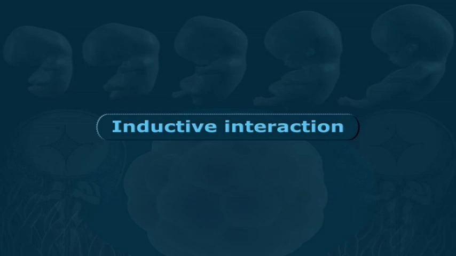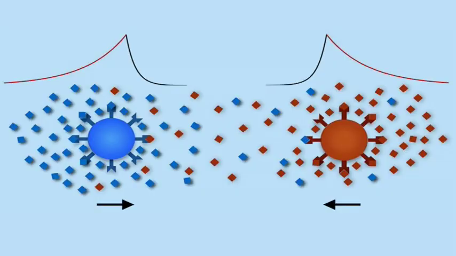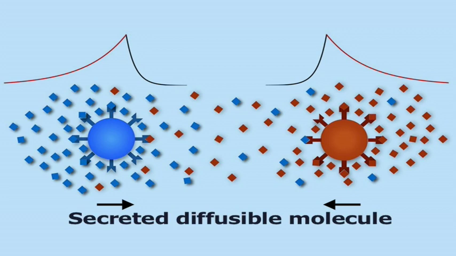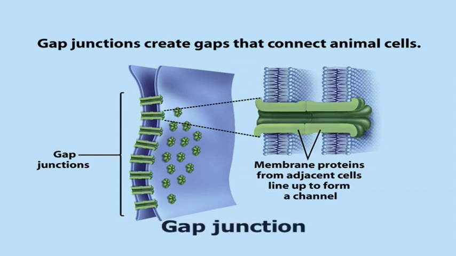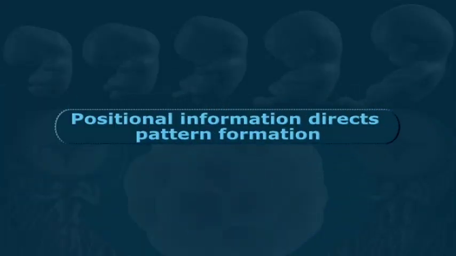Inductive interaction. Inductive interaction is the process by which one group of cells change the fate of another group of cells. The information to cause induction passes from cell to cell in the form of secreted diffusible molecule, surface molecule receptor, and last gap junction, also referred to as channel. Competence is the state of being able to respond to inductive signals due to the presence of receptor or transcription factors.